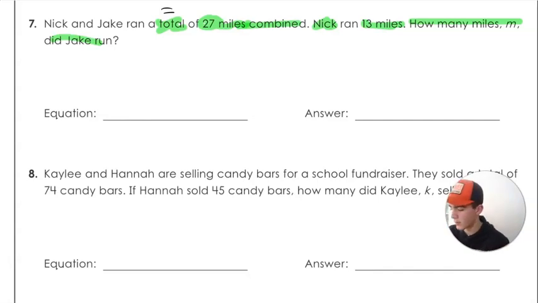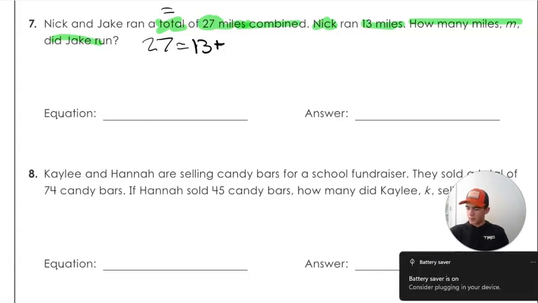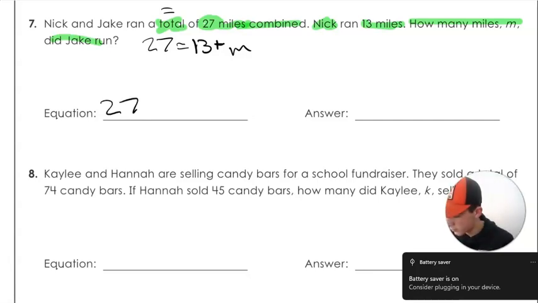So you got 27 miles, right? And there's that total, which means equals. Nick ran 13. So we got 13. How many miles did Jake run? So this is a subtraction. Oh, shoot, right? This is subtraction. No, this is addition. My bad. 13 plus the miles Jake ran to get 27. So this is our equation, by the way: 27 equals 13 plus m.